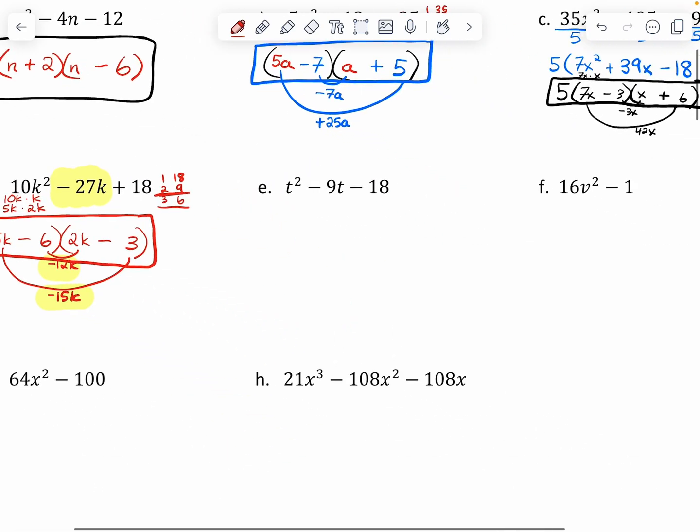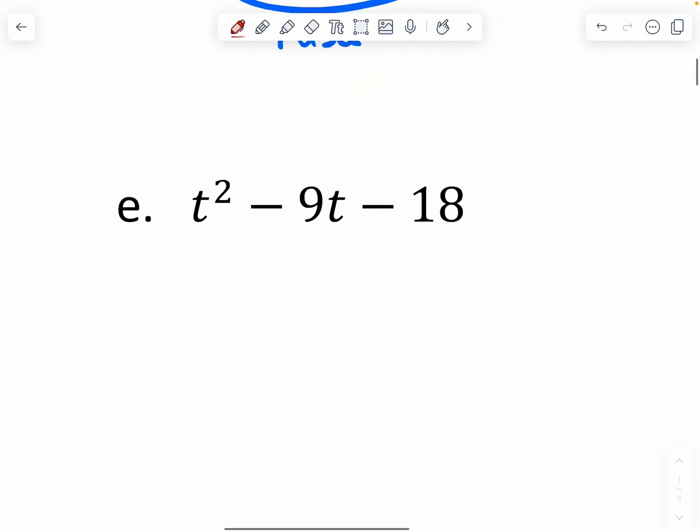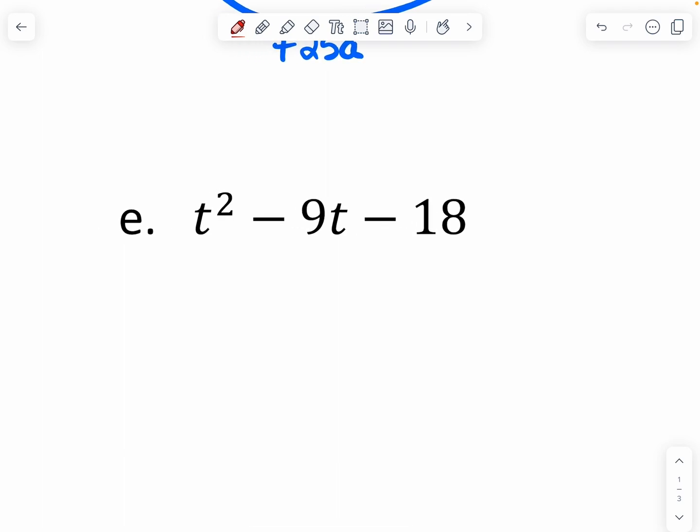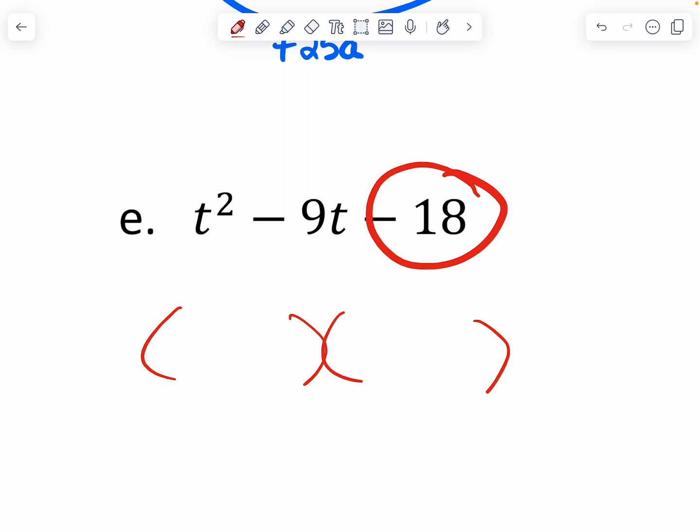Okay, moving forward with these, I'm now trying this t squared minus 9t minus 18. So I'm thinking about this, does it have a common factor? Unfortunately, this term only has a t and this one doesn't, so I can't take that out, so there's no common factor.